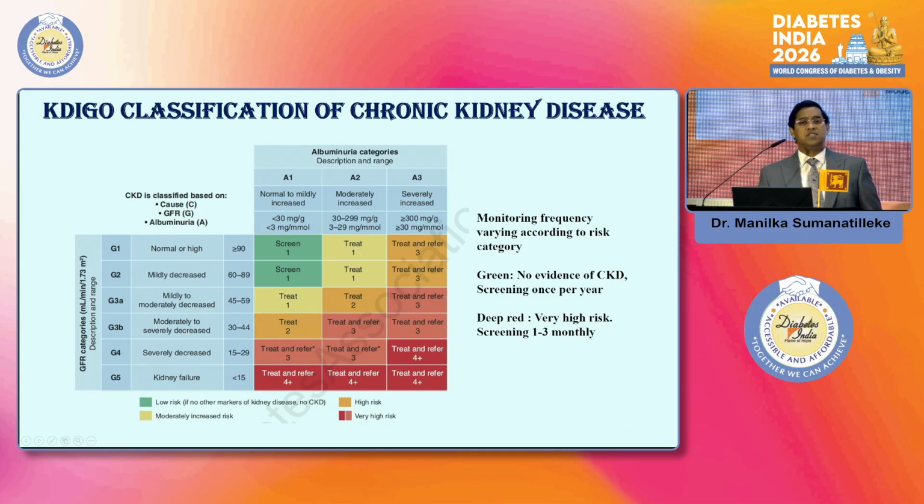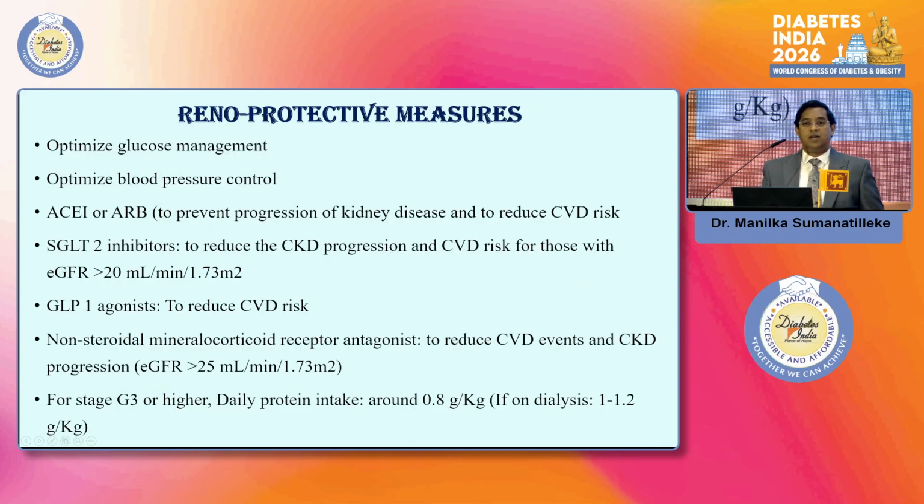So what are the measures that we can take? We say the 4 pillars. Of course, glycemic control. Although we say don't be glucocentric, that's still the crux of the matter in most of the cases. You have to control it, but it's not only controlling the blood glucose levels that will do the job for your patient. Optimize the blood pressure control. Then, of course, the ACE inhibitors and the ARBs and the SGLT2 inhibitors. These are the 4 pillars that you can talk of.